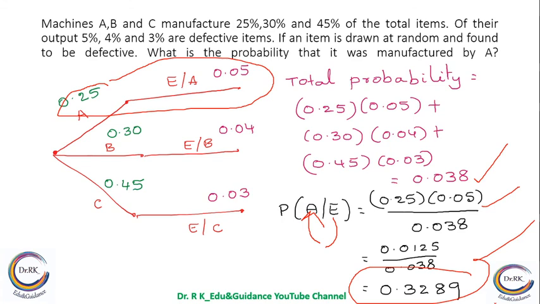Okay. So like this, once we understand the problem clearly, if we are able to draw this tree diagram kind of approach, it is very easy to do. No need to remember the formula. In general, if we try to remember the formula, there will be a little bit of confusion actually.